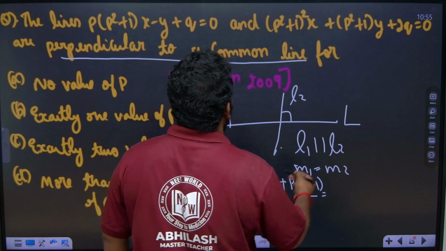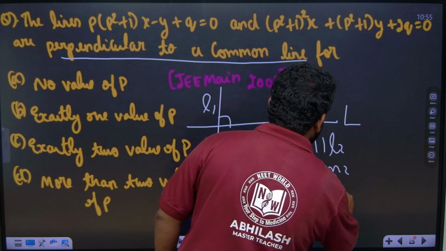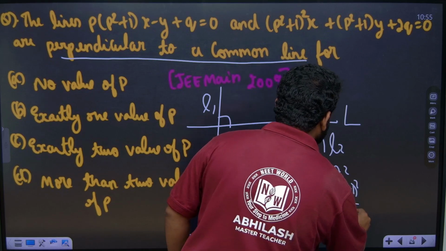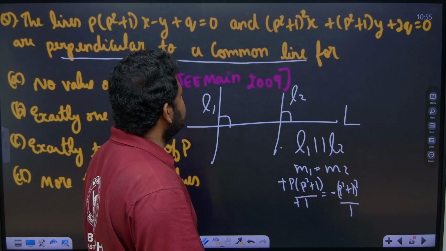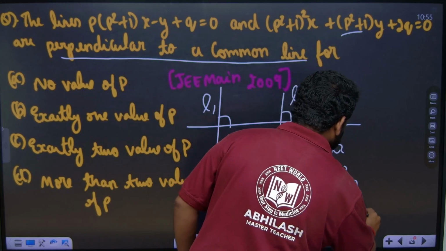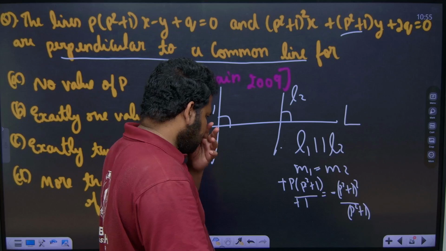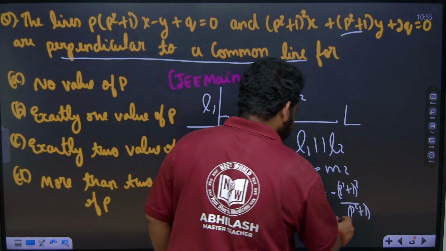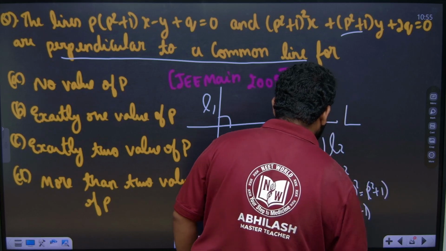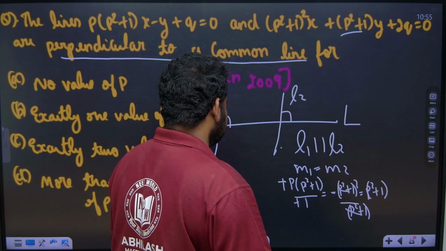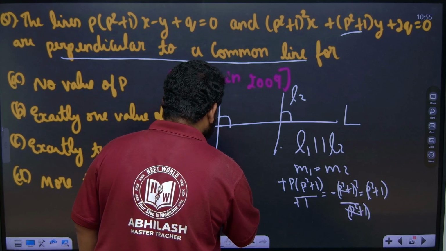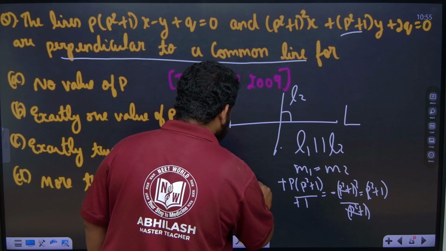Now, what about this? M2 is minus (p square plus 1) by (p square plus 1) whole square by 1, that is nothing but minus. Now, if we solve this, what will we get? Here it has a coefficient, that is p square plus 1. If I cancel this and this, I will get only p square plus 1. Now, if I take it as common, here I have p into (p square plus 1), and here I have equal to p square plus 1.